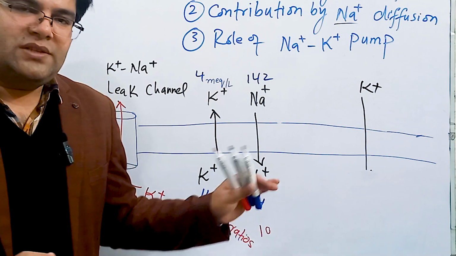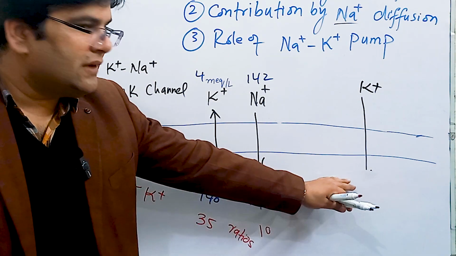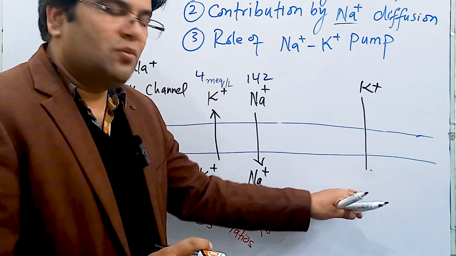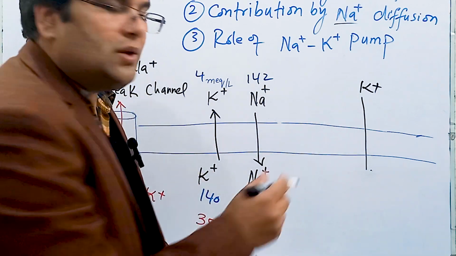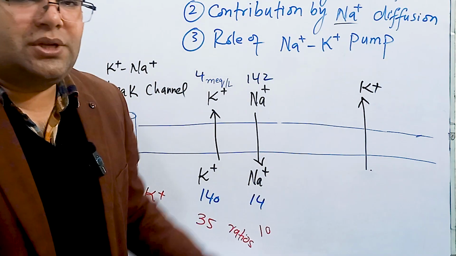Let's suppose our cell membrane is permeable to potassium only, so potassium will diffuse from inside of the cell to outside of the cell along its concentration gradient, because potassium is more concentrated inside of the cell as compared to outside of the cell. So this is the diffusion of potassium along its concentration gradient.